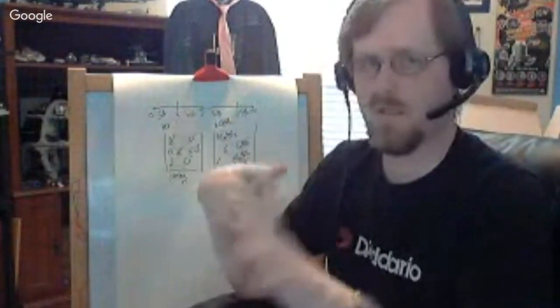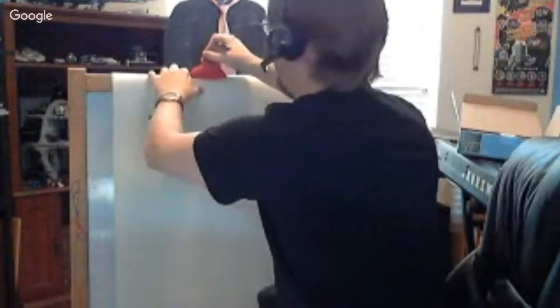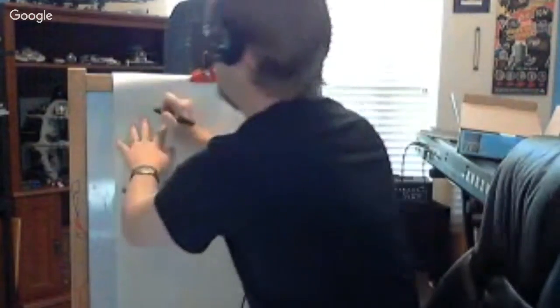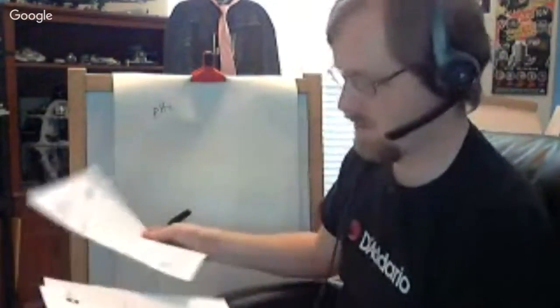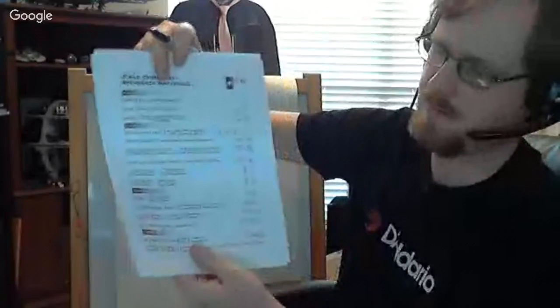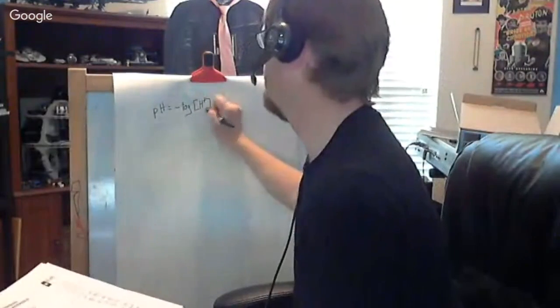It does kind of lead us into the pH stuff. So pH equals, and this is also on your reference chart. Okay, here we go. So it's on the reference chart. It's right here at the bottom. So pH equals the negative log of the hydrogen ion concentration.